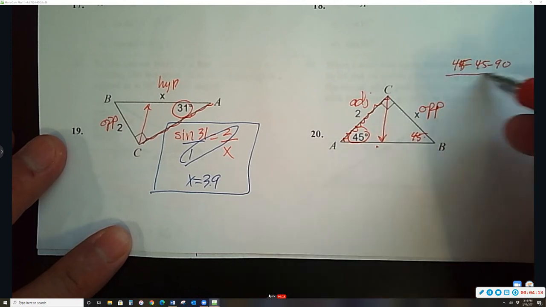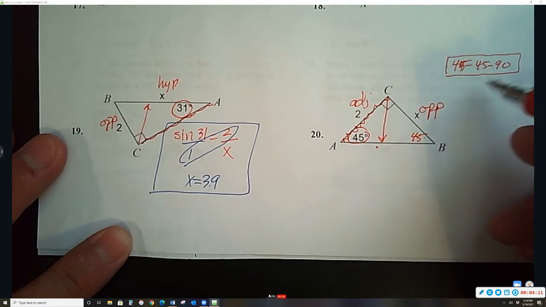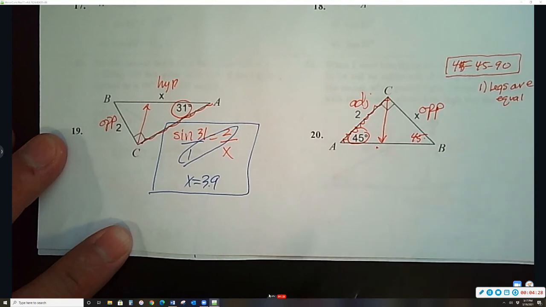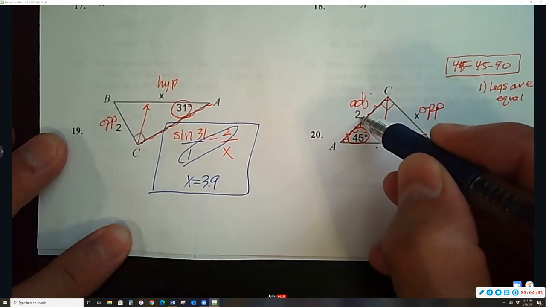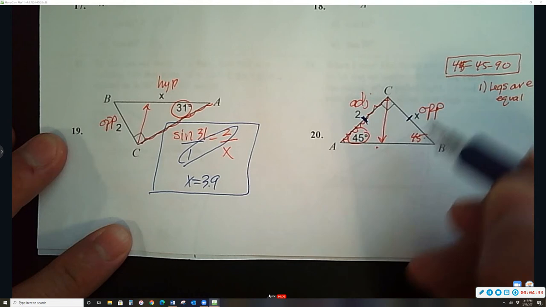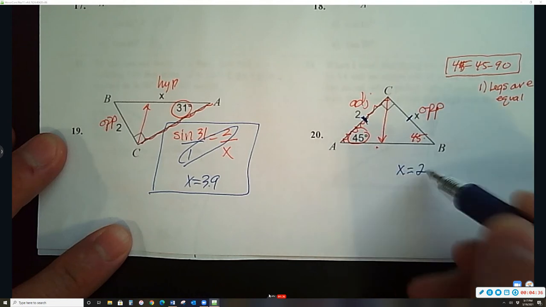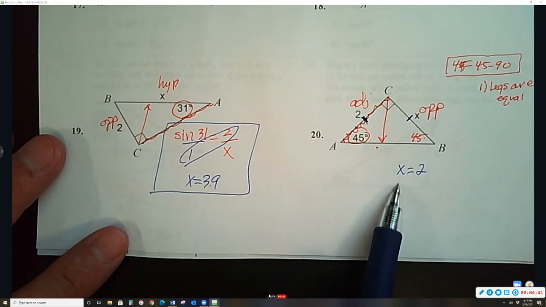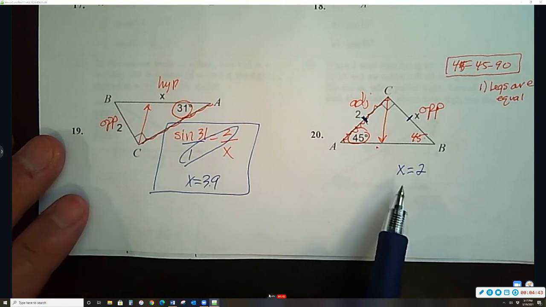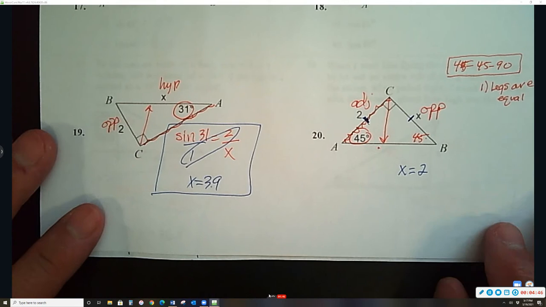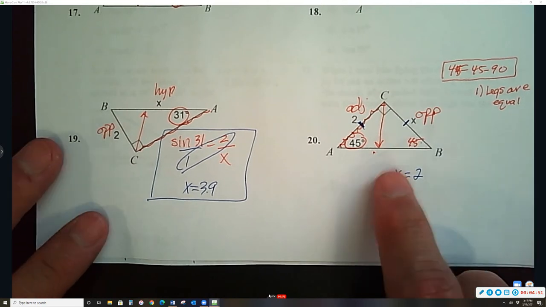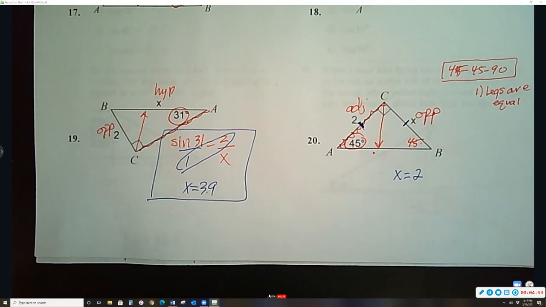Remember, there were two special things about the 45, 45, 90. One of them said the legs are equal. And guess what this is? This is a leg. This is a leg. So I know x equals 2. You can go through and solve it the way we did this one, but pretty much the answer is just 2 on this guy. And if you remember things that we've done in the past, sometimes things we do in the future are easier to solve, like this one. It's not always the case, but it is the case for that one.